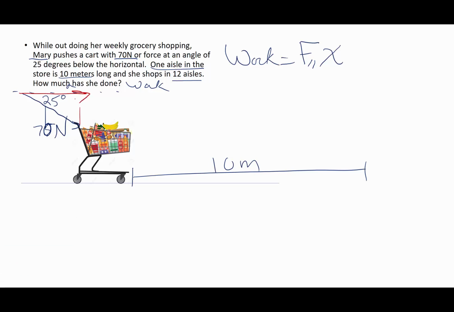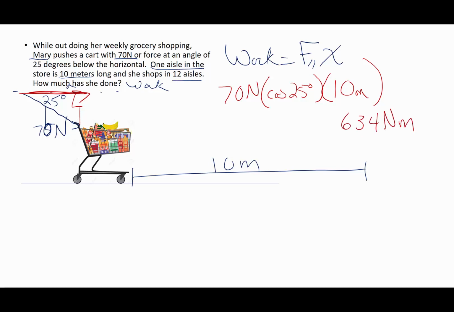This is the adjacent side. So my force is going to be my 70 newtons. Adjacent means I'm going to use cosine of 25 degrees times my displacement of 10 meters. And when I do that, I get 634 Newton meters of work that has been done. Now, a Newton meter is equivalent to a joule, so 634 joules. But it says that my grocery store contains 12 aisles that I go down. So this is the amount of energy for one aisle.